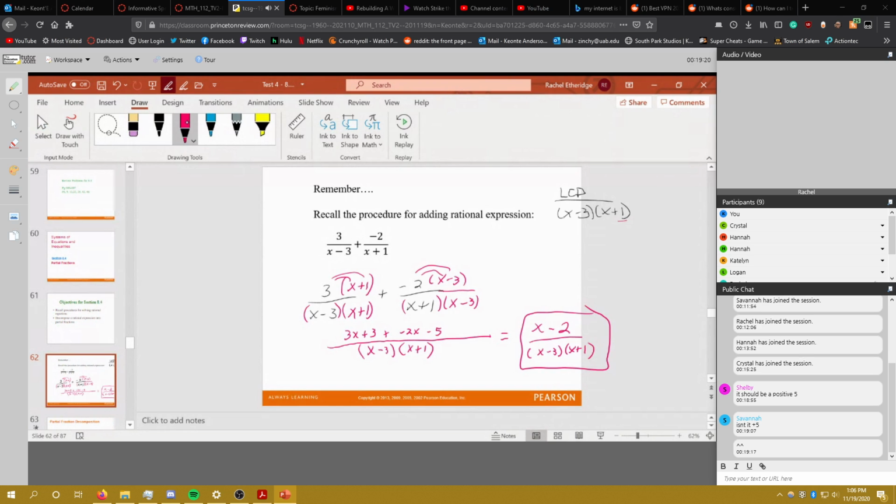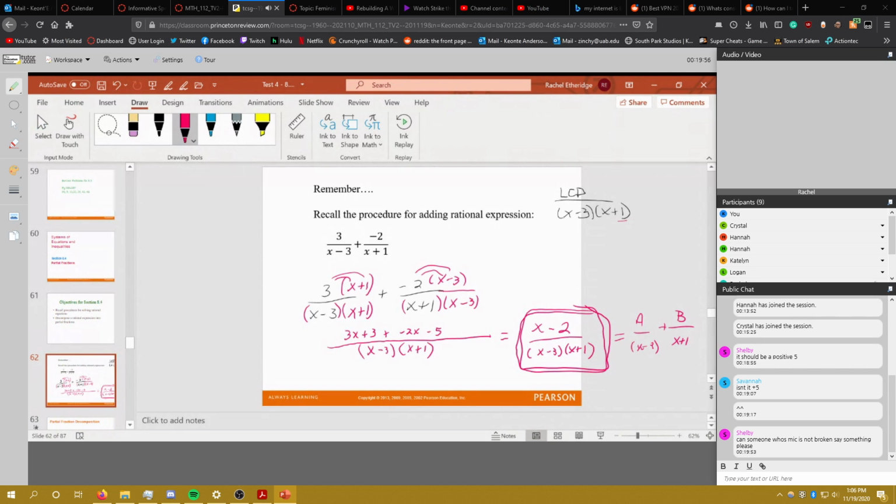We're going to take an expression that is in this form, and we're going to figure out how to break it back up into the partial fractions. So if we didn't know what those were, we would put A over x minus 3 plus B over x plus 1. And then we have a process that we go through to solve for A and B. In the end, you would see that A is 3 and B is negative 2.